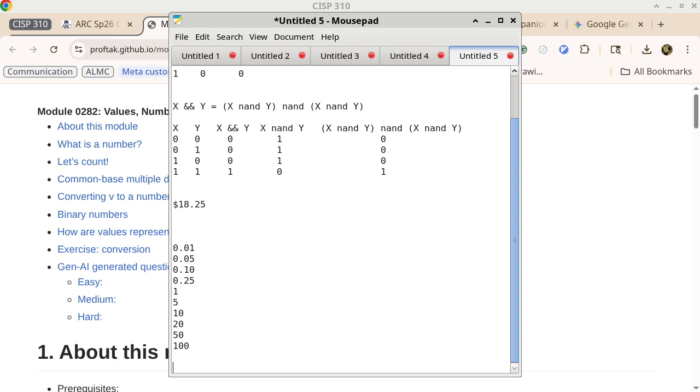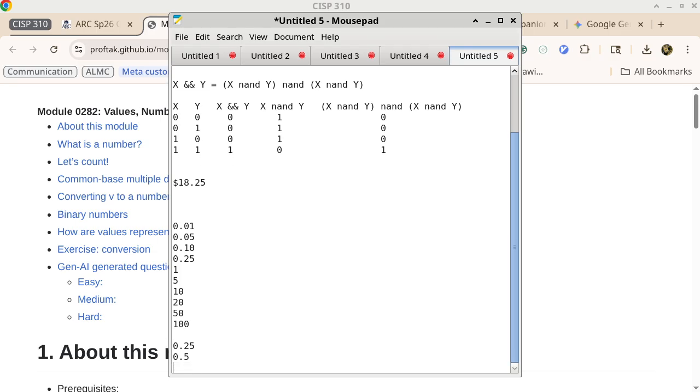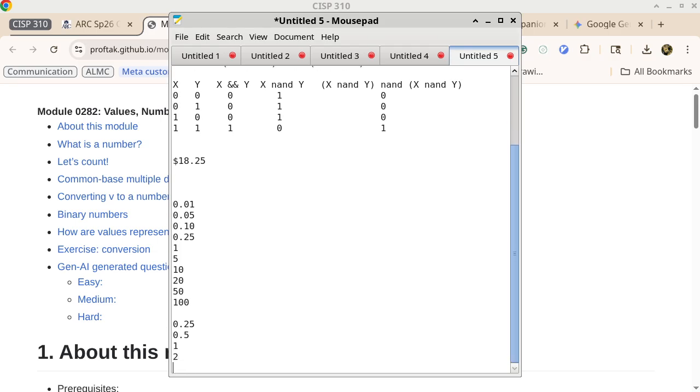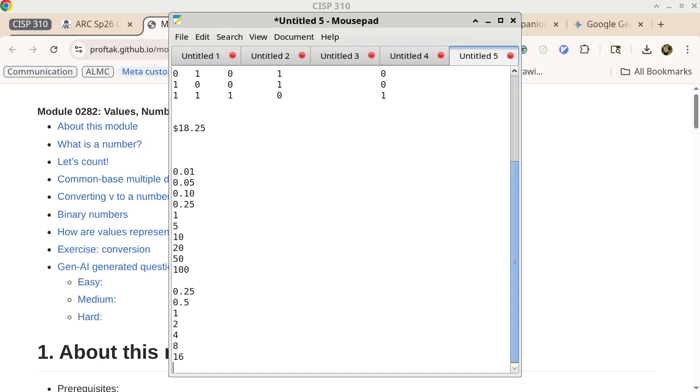Okay, so let me propose. If I were a politician, this would be my platform. Phase two. The first thing I'm going to do, if I were the next presidential candidate, is to change the US currency so that we have quarters, half dollars, $1, $2, $4, $8, $16, $32, and so on.